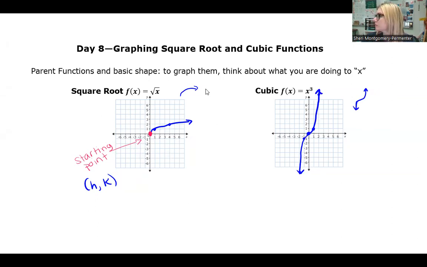That's the reason why this graph creates just a branch like that: because you don't take square roots of negative numbers. It doesn't mean that we can't scoot it over into the negative area, but it keeps that same basic shape. The reason you don't have another side to this graph is because you don't take square roots of negative numbers.